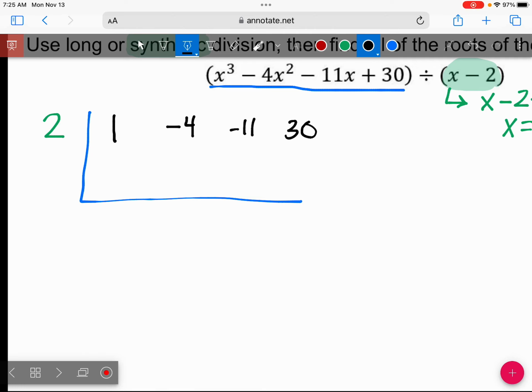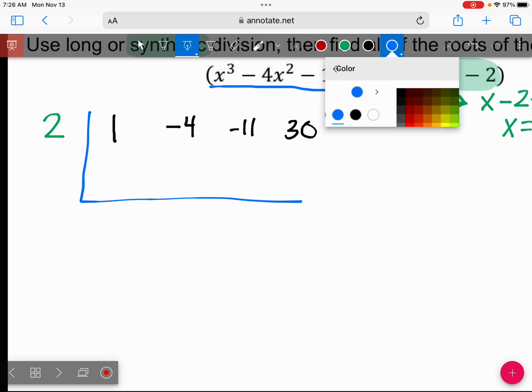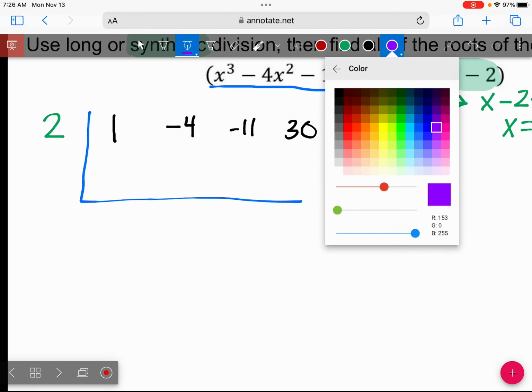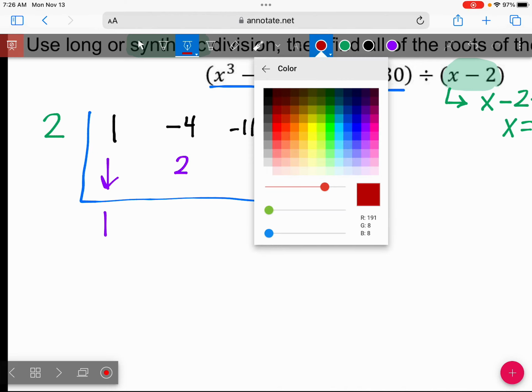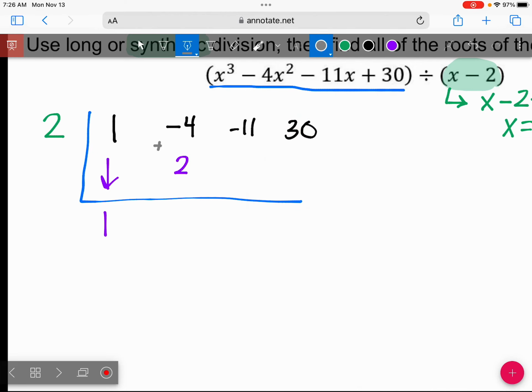Questions on the setup part? Okay, because now we're going to work it through. First term always drops. What goes here? Do we remember? 2. We take this 1 times this 2, and it goes here. So we have 2. And then we add. Negative 4 plus 2 gives us negative 2.